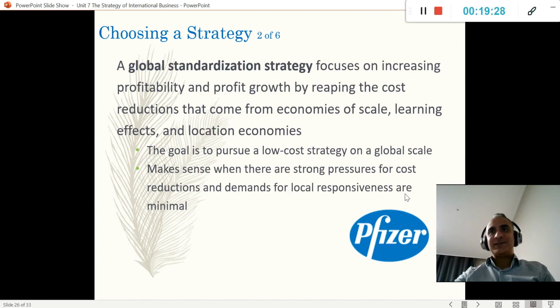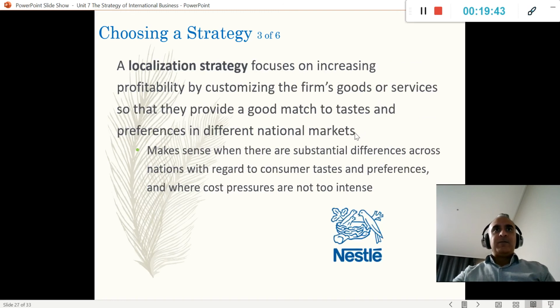Medicines, one strategy. I'm not going to change the product for the local market. That means I sell the same product to everyone. No need to localize it, no need to change. It's not like, oh, I like more medicine in this right now. There's no such thing. Right? Then we talk about localization strategy.